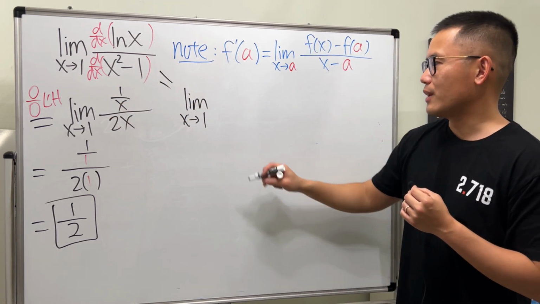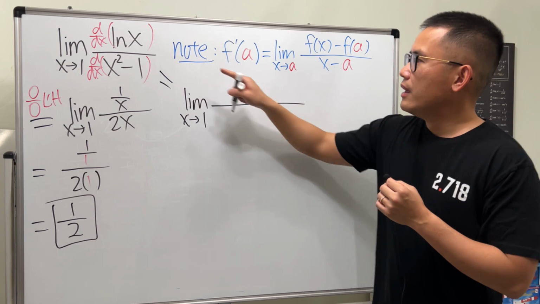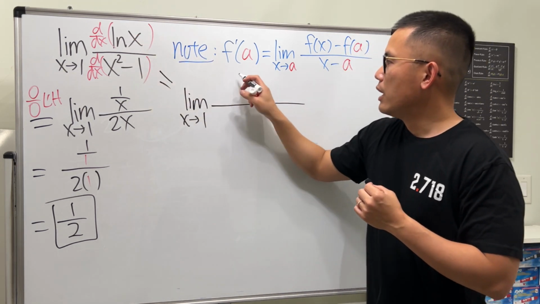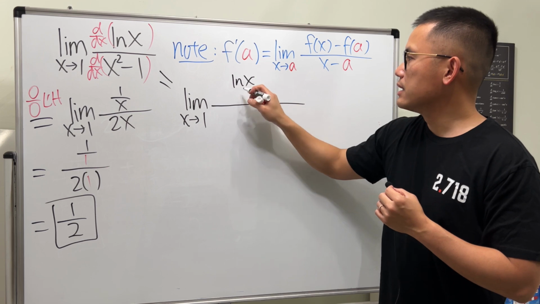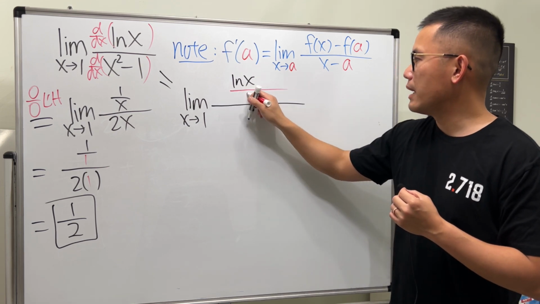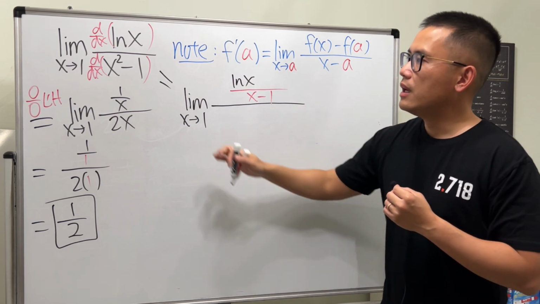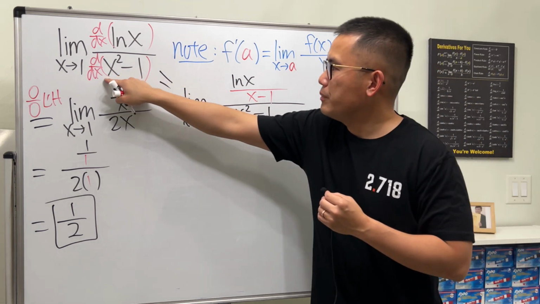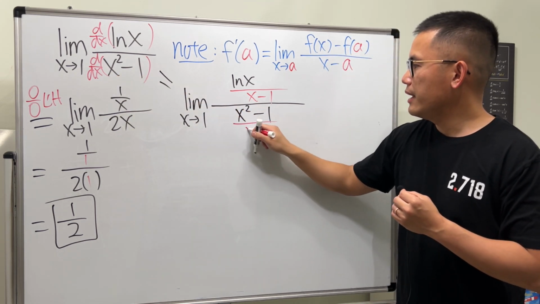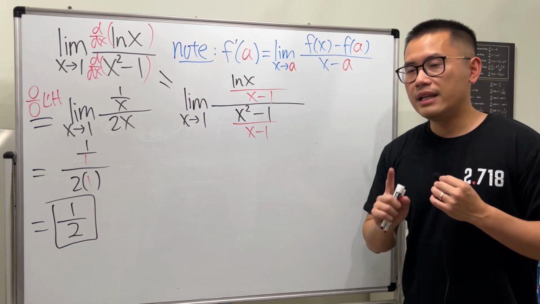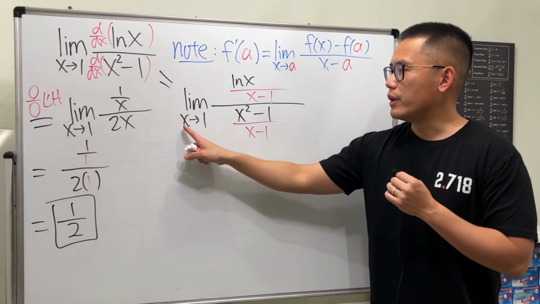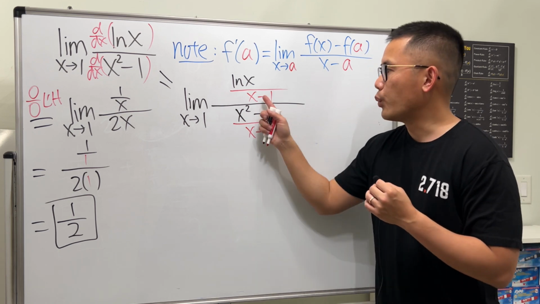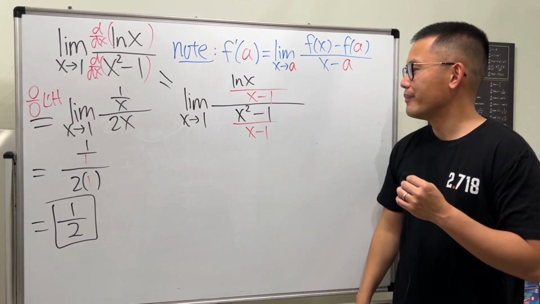So what we can do is the following. Check this out. On the top, I'm going to divide by x minus 1. So on the top we have ln x, and I'm going to divide that by x minus 1. On the bottom, we have the x squared minus 1. I'm going to divide that by x minus 1. And you don't have to worry, because when x is approaching 1, x is not exactly equal to 1, so we are not dividing by 0.